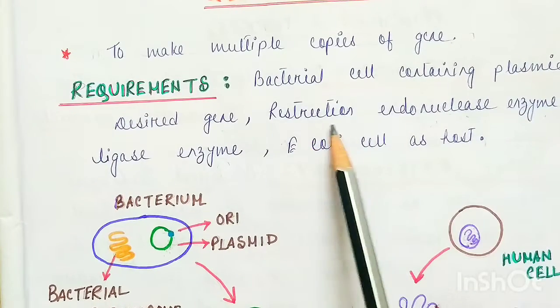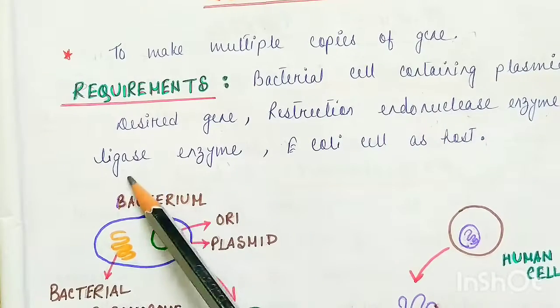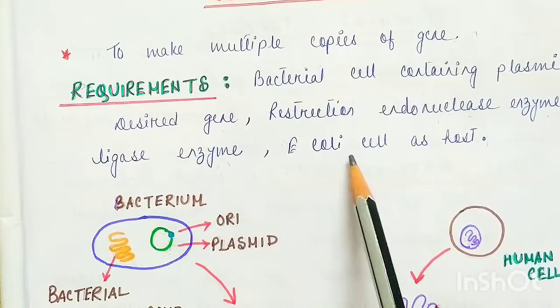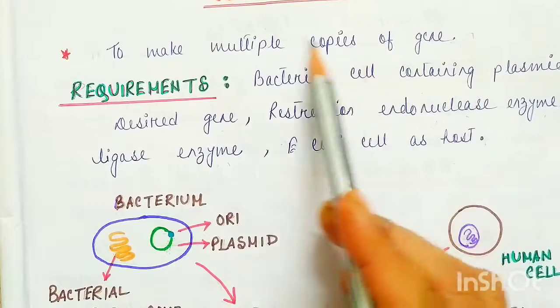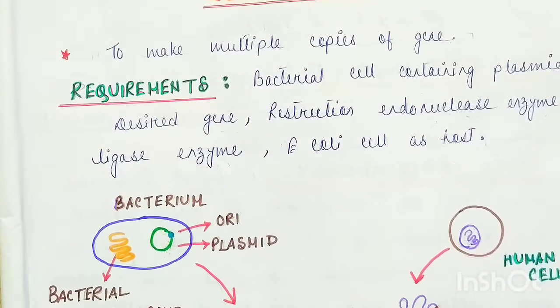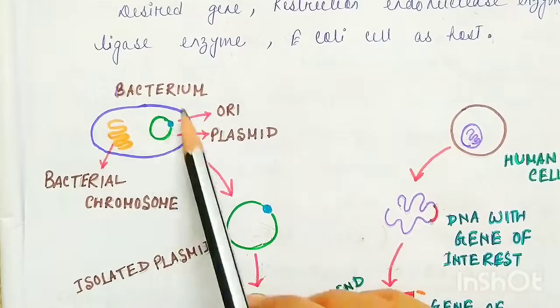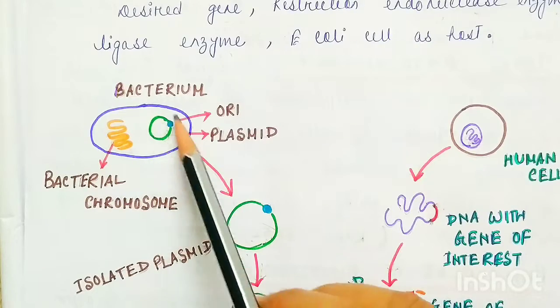Restriction endonuclease enzyme, which will work as a molecular scissor. Ligase enzyme, which will work as a molecular glue. And E. coli cell, which works as a host. So these are the requirements for the gene cloning process. Now come to the process. For the gene cloning process, first we need a bacterial cell. This is the bacterial cell which has a plasmid.